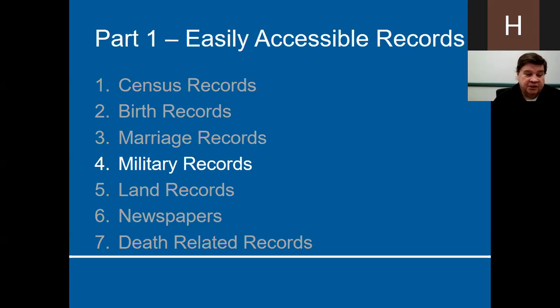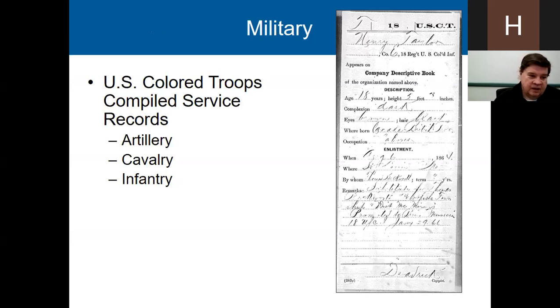Military records. I mentioned this with the veterans schedule, but this is another source of information. And remember, African Americans have participated in every war fought by this country from the Revolutionary War all the way up through the present. So there's a really good chance that you have a veteran in your ancestry, probably more than one, and you want to look for their military records. Now, this is a compiled service record from the U.S. Colored Troops. They had artillery, cavalry, and infantry, and this basically was a periodic report of where the person was and what they were doing.